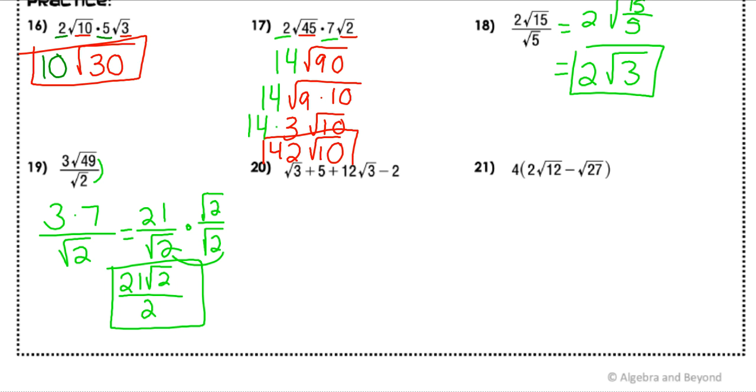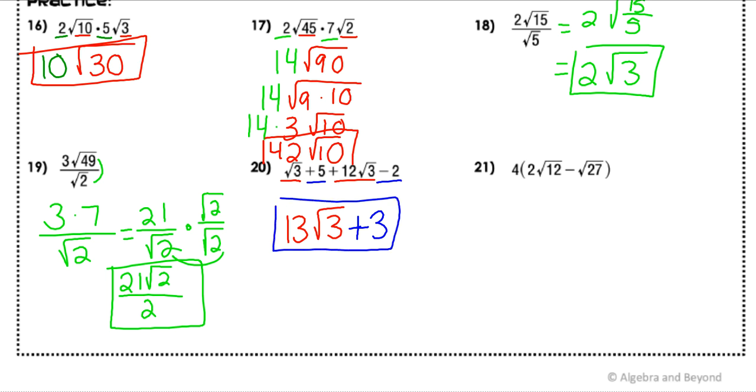All right, this next one, we are looking for some like terms here. So I see the square root of 3 and 12 square roots of 3. When I combine those, that means I have 13 square roots of 3. And then I also have a 5 minus 2, which is 3. And I can't combine those because one has a root and one doesn't, so that would be my final answer there.